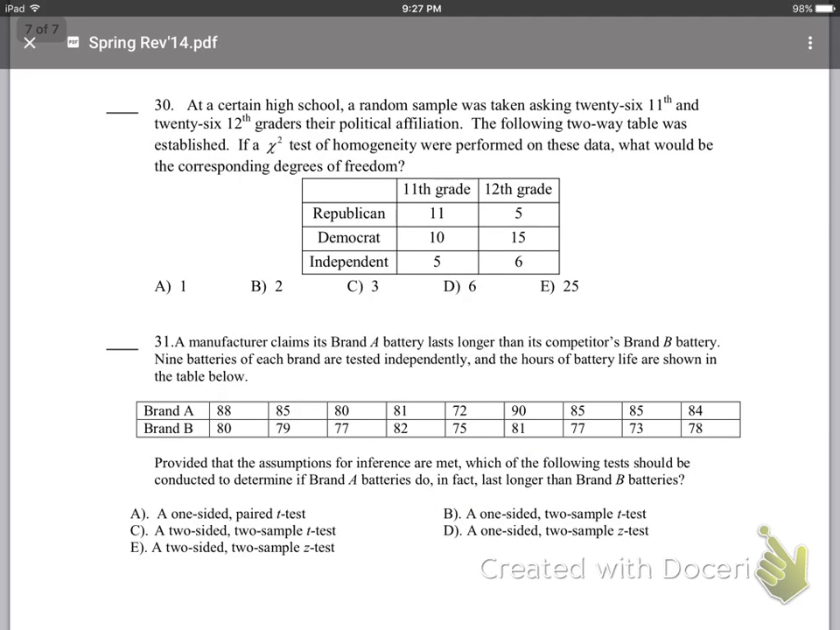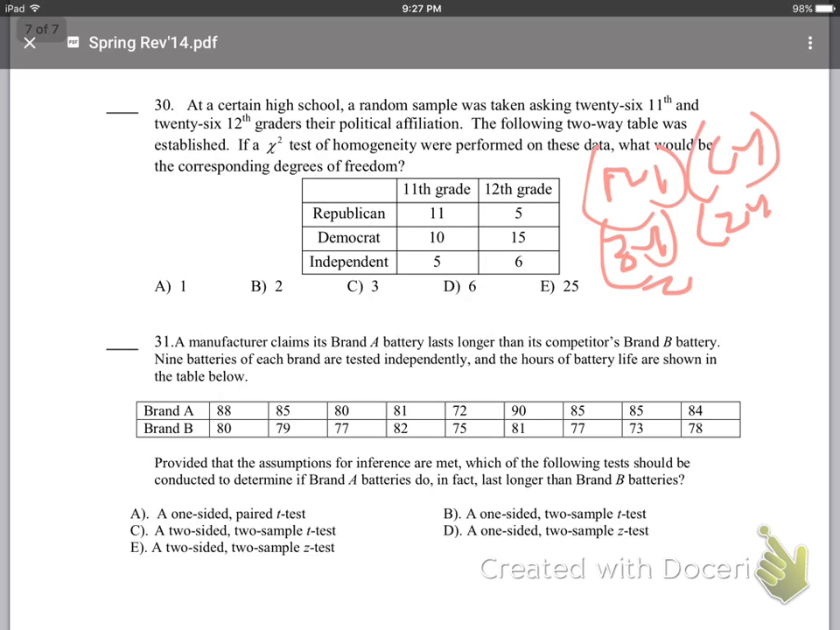Okay, so basically what we want to do is degrees of freedom here. Remember that's row minus 1 times column minus 1. So my rows are 3 minus 1, which is 2. Column minus 1, which is 2 minus 1, which is 1. So my answer is 2. Sorry, that's sloppy handwriting.